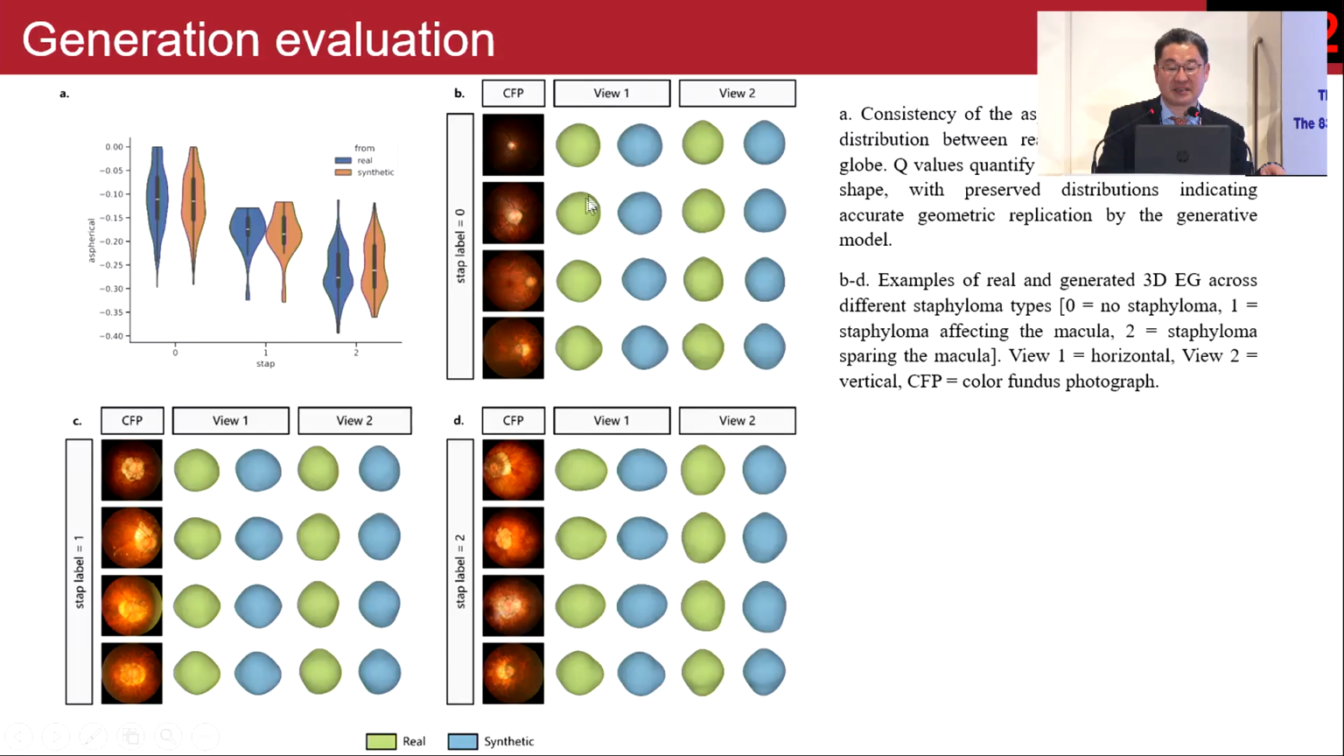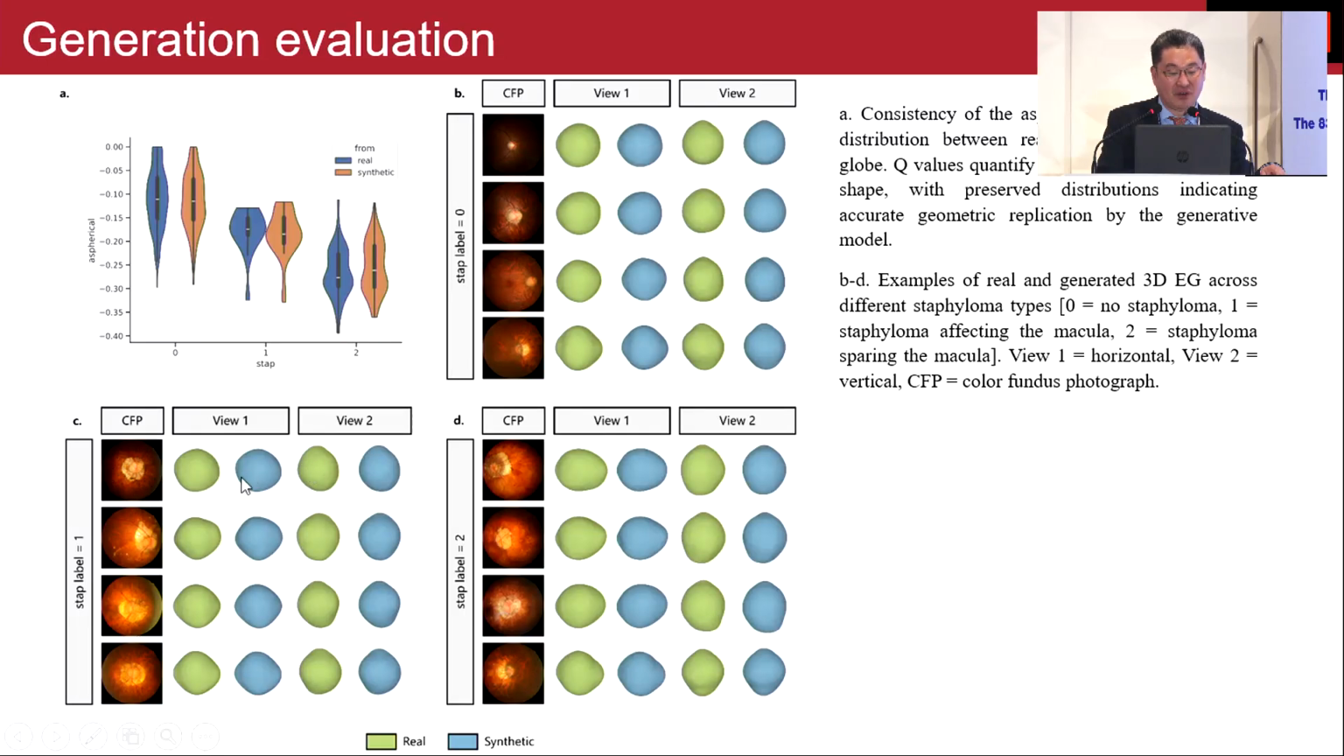And then you can see the dark gray one is the real one. This is the ground truth, and this is the synthetic, generative one. You see, they are very similar. But then there's also another category, with staphyloma affecting the macular region or posterior pole.